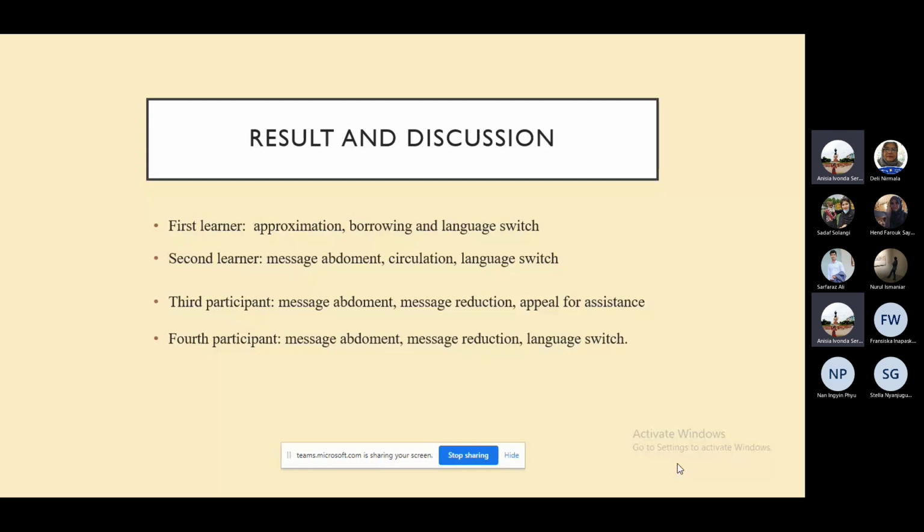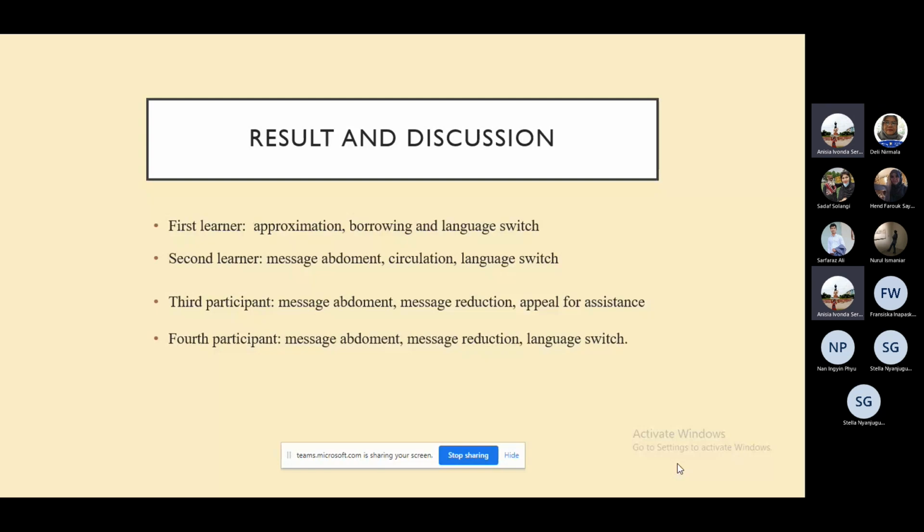Our utterances, I'm sorry. And message reduction. Message reduction means the learner reduces their original message and reports the same idea but with less precision and detail. And also here, appeal for assistance. Appeal for assistance means if the learners couldn't find the term, then they will ask the instructor for help. Okay, so this is just the explanation for the strategies I discovered in my learners.